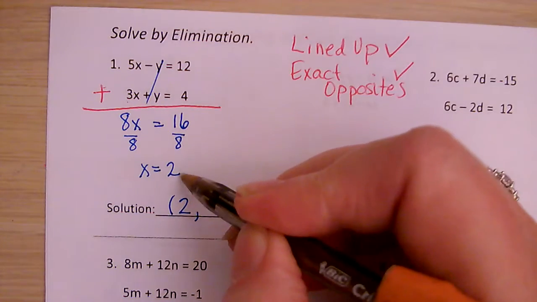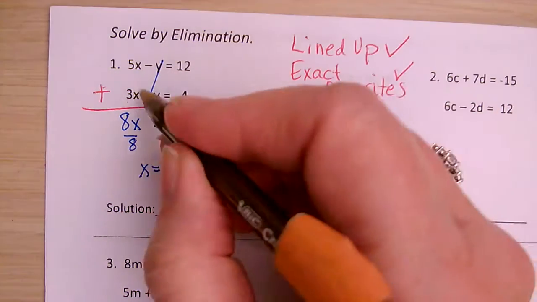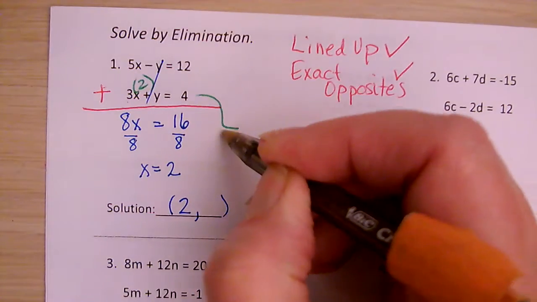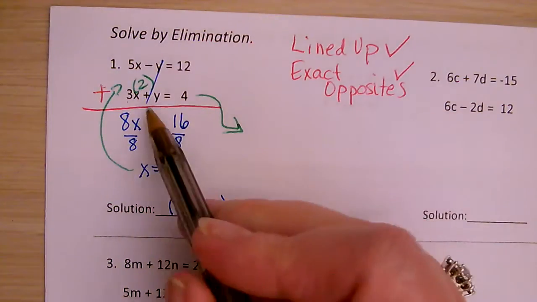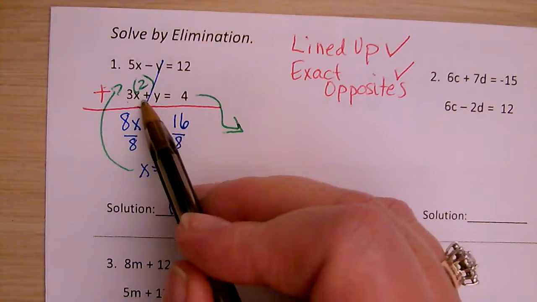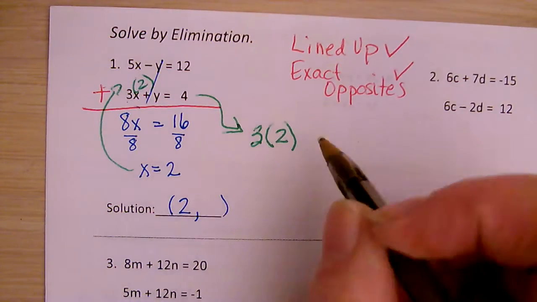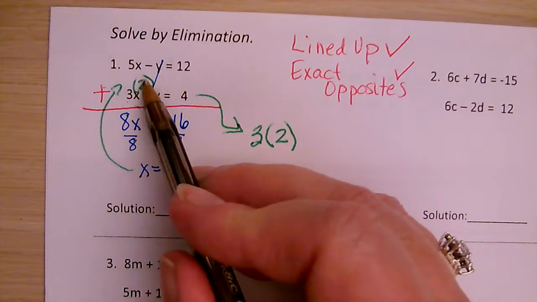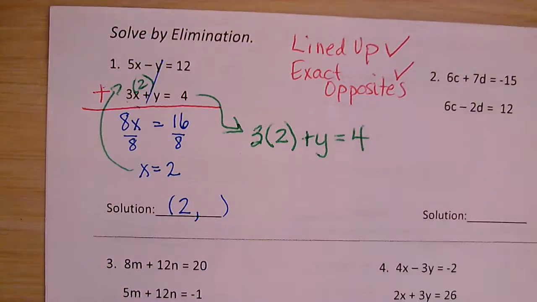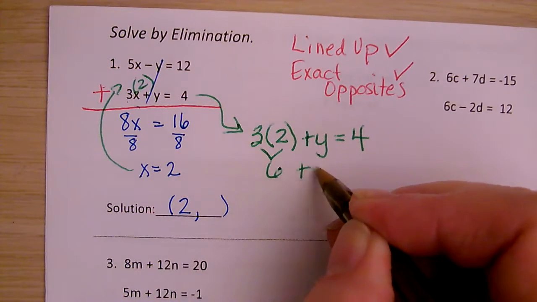I'm going to take the 2, in order to get this y, I'm going to take the 2 back to any of these equations. I think I'm going to take it back to this one. So I'm going to take it up here. You can, and it doesn't matter which one. I just like this one better right now. 3 times x. So the x comes out and the 2 comes in. Plus y equals 4.